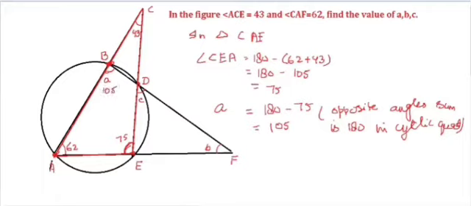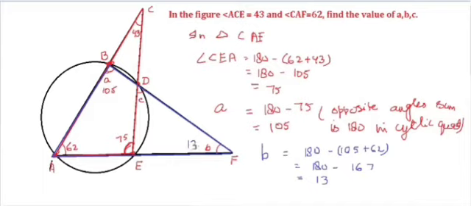Now we have calculated this is 105. Now I am taking this triangle, the blue one. In this blue triangle, we know two angles, 105 and 62. I can calculate B now. So B equals 180 minus (105 plus 62), or 180 minus 167, and subtracting we will get 13. So this B is equal to 13.